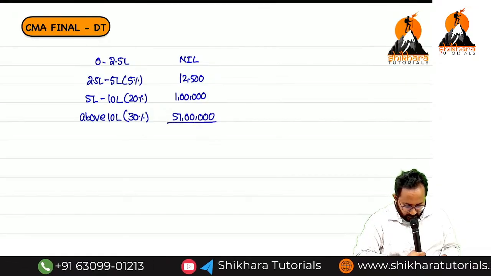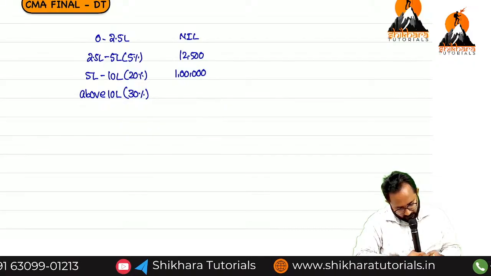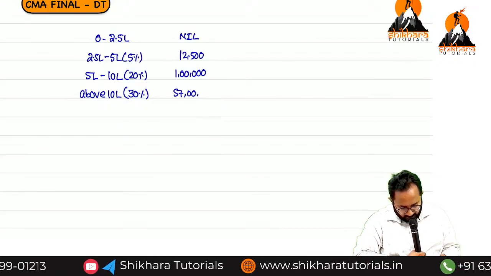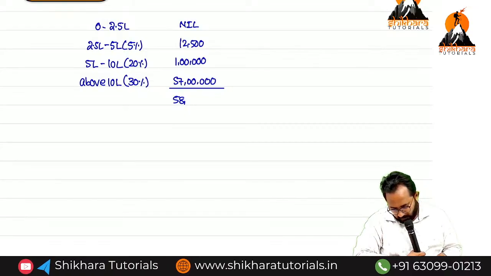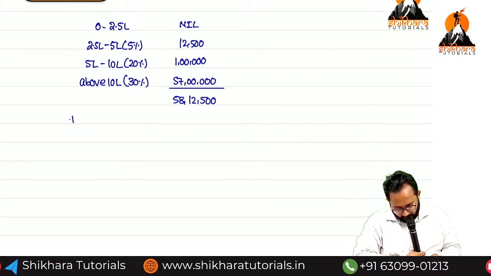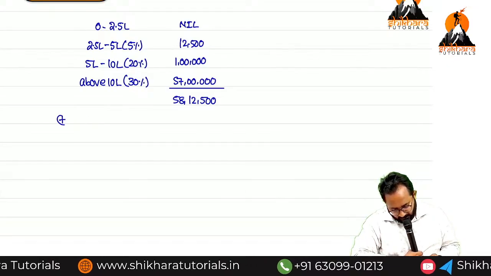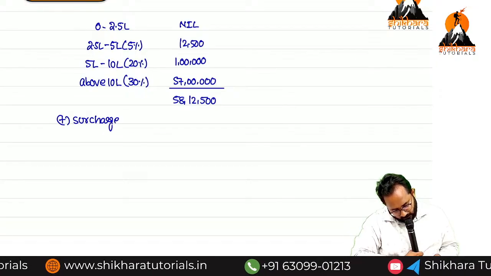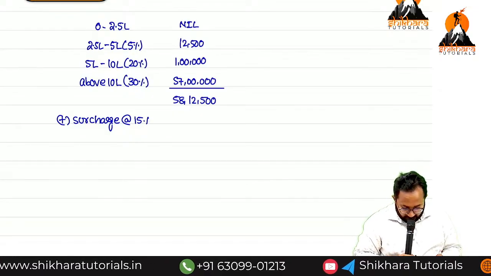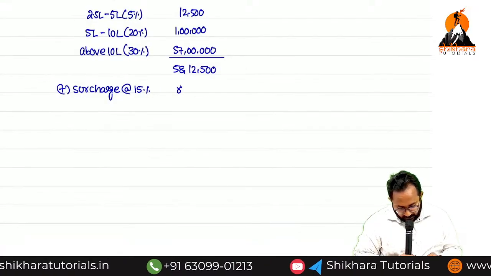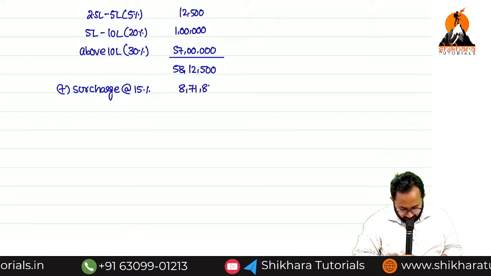If you add these three, you will get an income tax liability of 58 lakh 12,500. Now here also we have to add surcharge. Surcharge rates we have to know. For exactly 2 crores, the surcharge rate is 15%. More than 2 crores, 25%. Exactly 2 crores means 15%. So that's why 8 lakh 71,875.